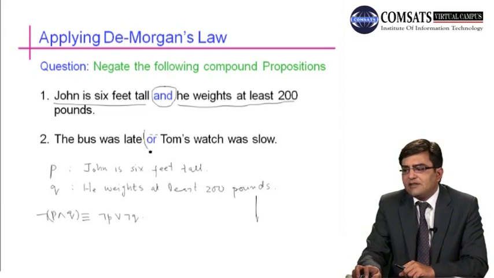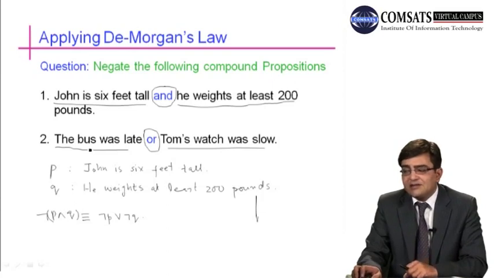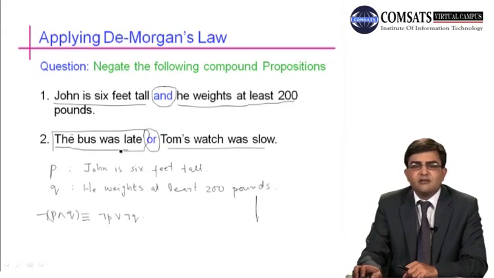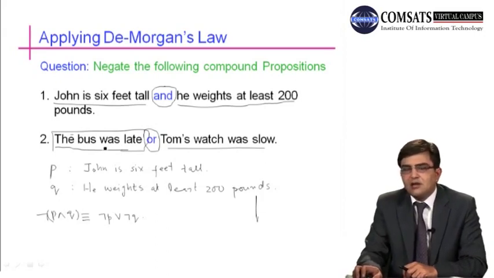Now here we have the disjunction operator, and we have two propositions. For example, this is P and this is Q. Then by using De Morgan's law, we can write the negation of this statement as, first, the negation of "the bus was late." What will be the negation of "the bus was late"? The bus was not late, or we can say that the bus was on time.